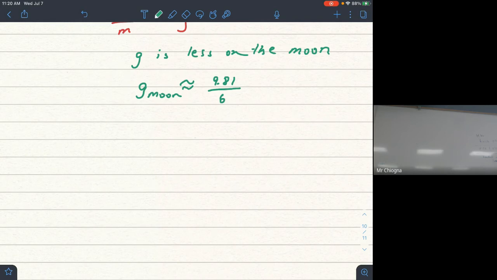15.0 equals m times 8. Mass equals 15 divided by 8. Mass equals 1.8 what?